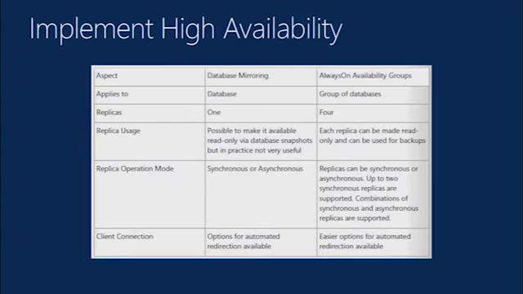And then again, with a client connection, with database mirroring, because it's 2 separate servers, I need that failover partner, to tell it which one the mirror is. With Always On, because we've got that shared name, that shared IP address, everybody just needs to know that.